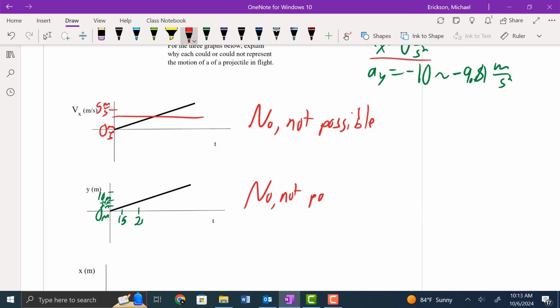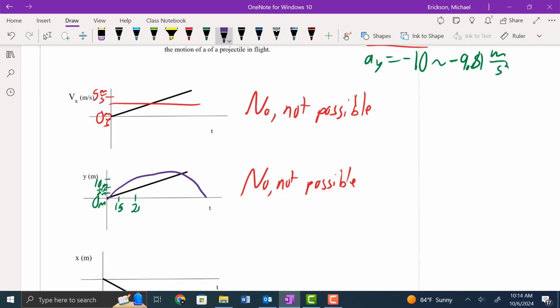Why? You need to be accelerating in the y direction. So we need to see some kind of downward parabola. And it's a very specific acceleration. It needs to be a downward parabola.